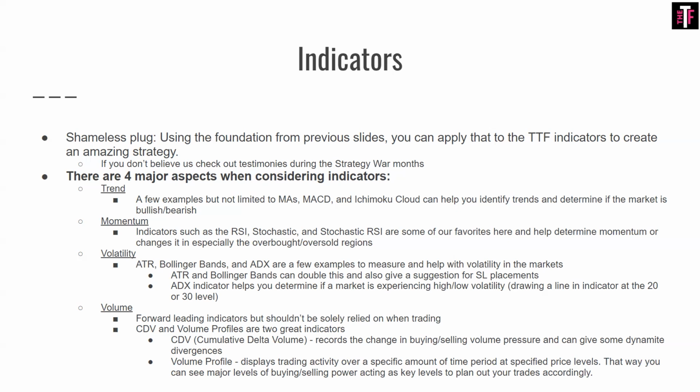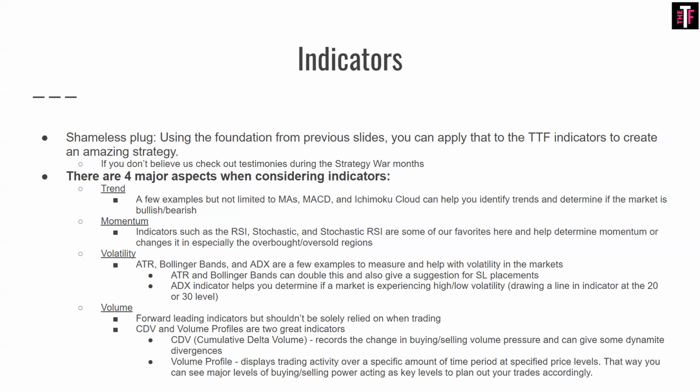You want to know the volatility. You can use ATR bands, Bollinger bands, or the ADX indicator for a few examples, not limited to, just random examples for you to try out. The ATR and the Bollinger bands can double as a way of understanding how volatile the markets are, and could also give a suggestion for stop loss placements. They're not always perfect, but they do give a guideline. Me personally, and Christy as well, we would rather use structure, like recent structure, to place our stop losses, but these can give an aid of what to use.